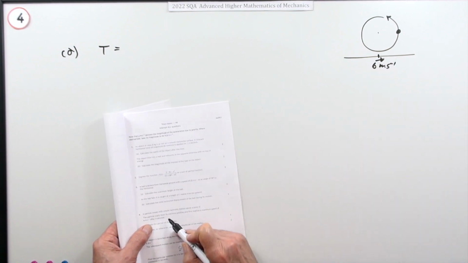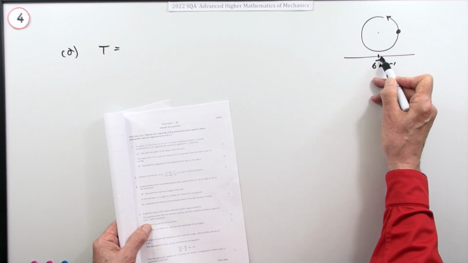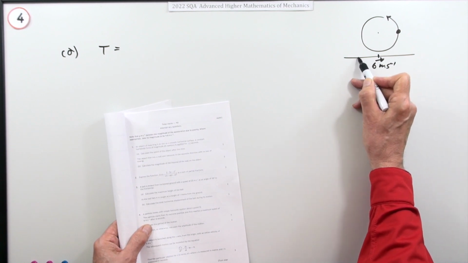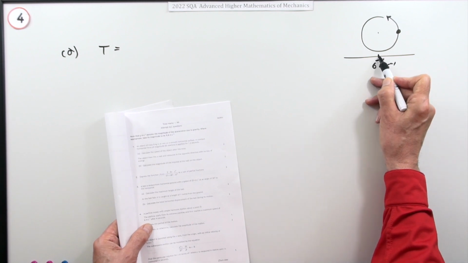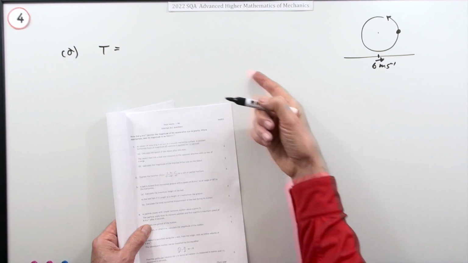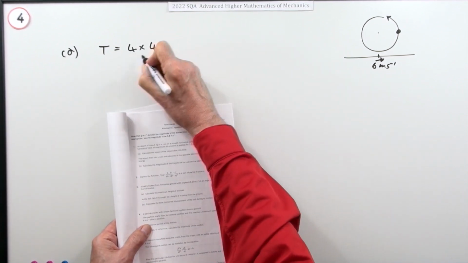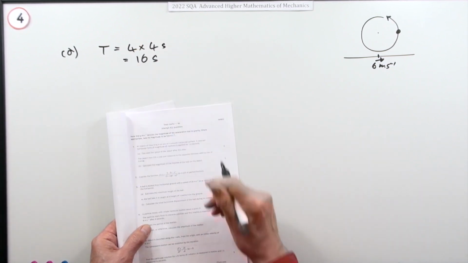that's when it's 0. At its extreme, the speed's 0. At its extreme, it took 4 seconds to get to the centre. So it's going to take another 4 seconds to the other side, another 4 to get back, and then finally another 4 to get back to where it started. And that's what the period is, to go through a complete cycle. So it's going to be 4 times 4 seconds, which is 16 seconds.